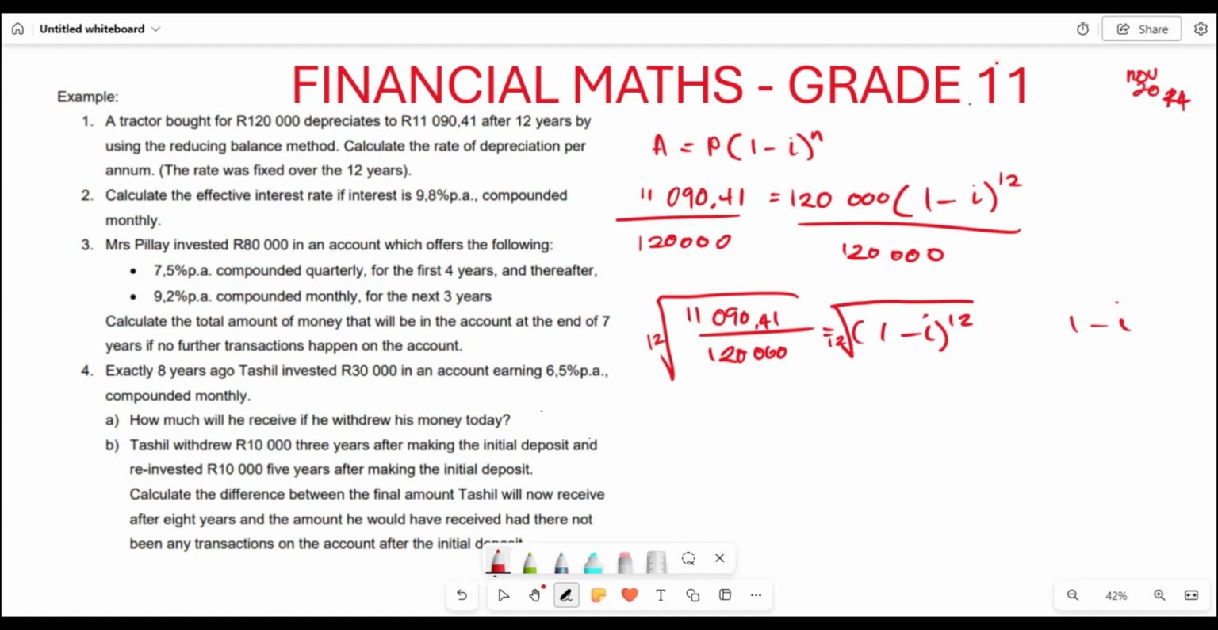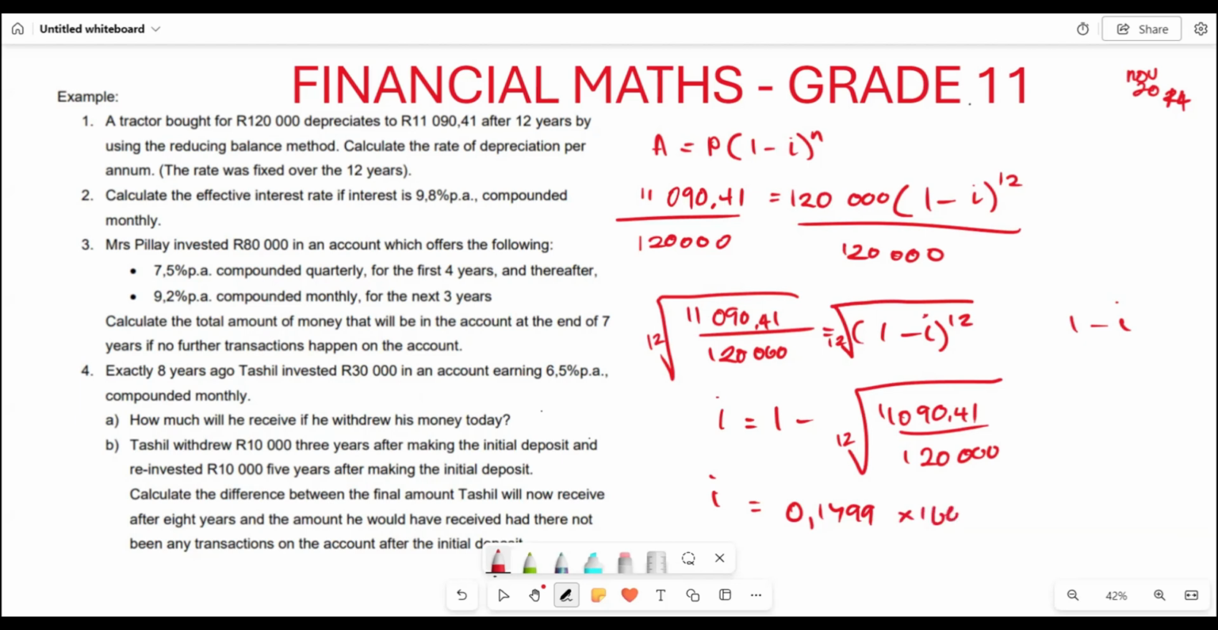So you can take the i to the other side and take the root to the other side, which means your i is going to be 1 minus the 12th root of 11,090.41 divided by 120,000. Then your i is going to be 0.1799, right? Then you multiply this by 100.